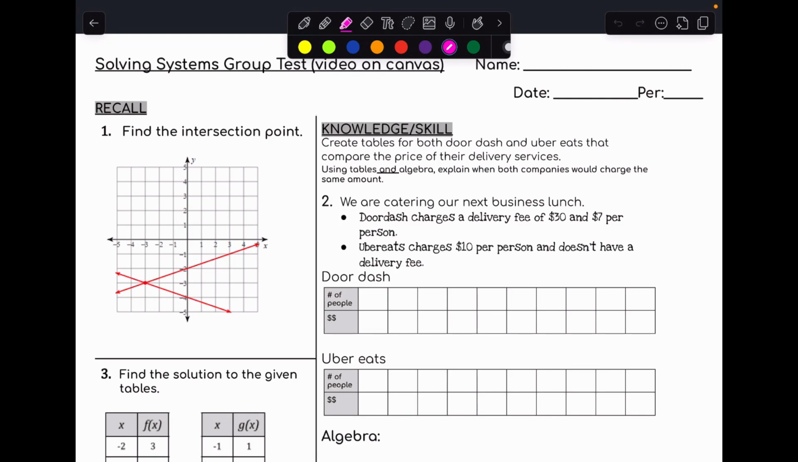Alright, here's the solving systems group test. Here's number 1. We have to find the intersection point. You're given two lines, they intersect at this given point. You need to find the ordered pair.